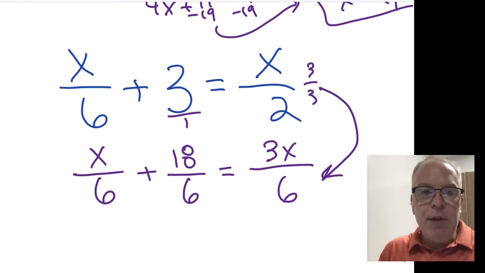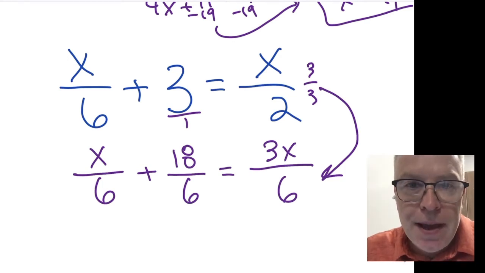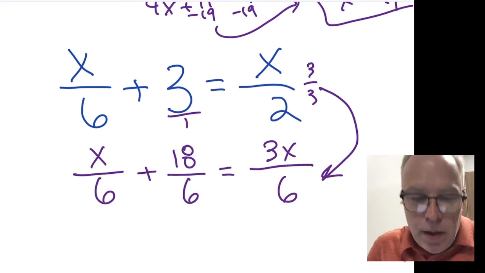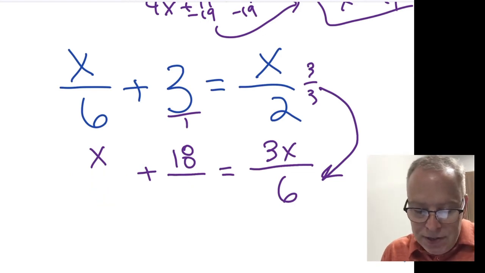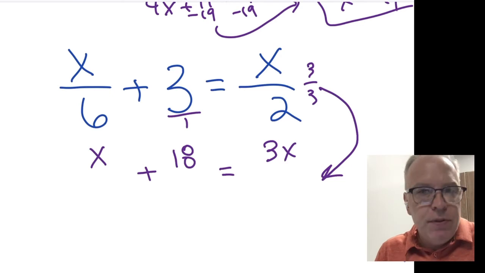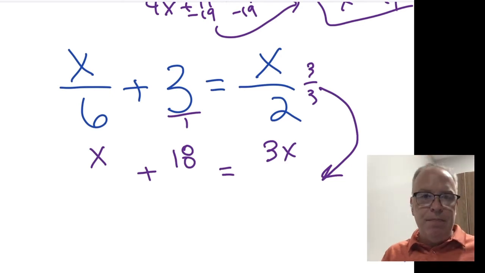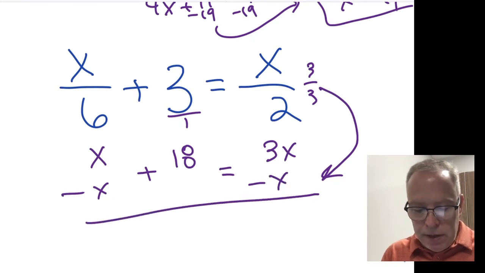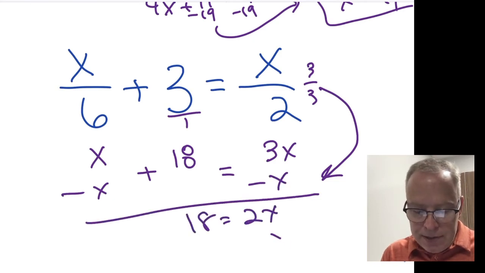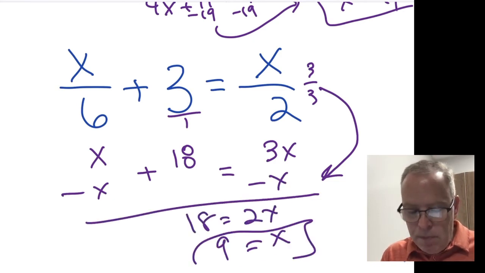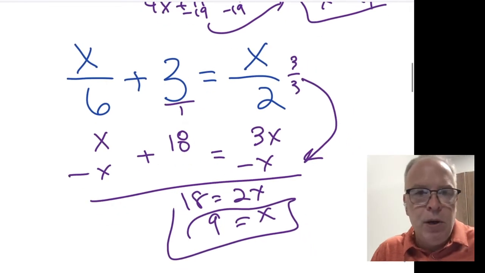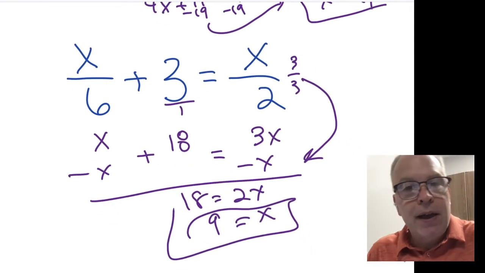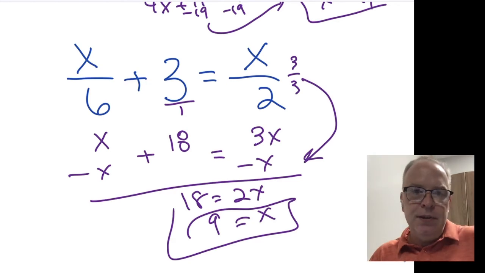Now that all the denominators are the same, they don't matter anymore. I can literally just erase them because they're all the same. And now I can just finish the problem very quickly. 18 equals 2x, x equals 9. Put a box around it, put a bow on it. It's done. I guess I should say stick a fork in it. It's done.